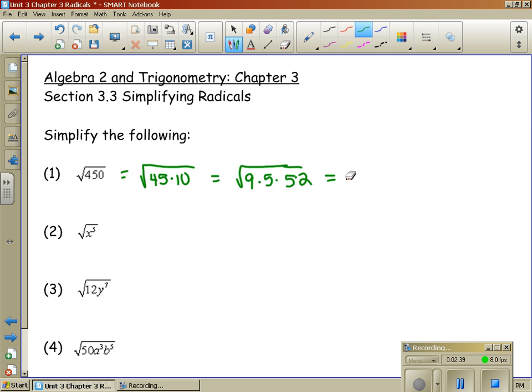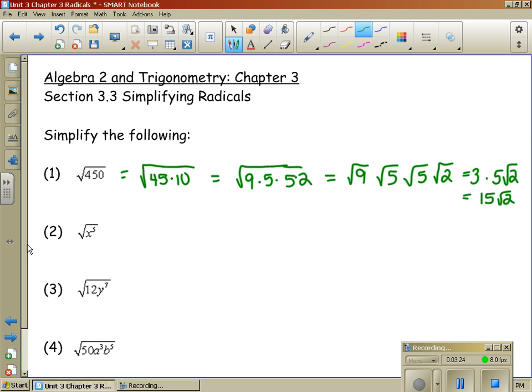So this is the same as the square root of 9 times the square root of 5 times the square root of 5 times the square root of 2. Each of these numbers is either prime or a perfect square. The square root of 9 is 3. Square root of 5 can't be simplified, but square root of 5 times the square root of 5 is just 5. And square root of 2 can't be simplified. 3 times 5, 15, square roots of 2. So you don't need to find the biggest perfect square that goes into this number. Just keep breaking it down till you get either perfect squares or prime numbers.